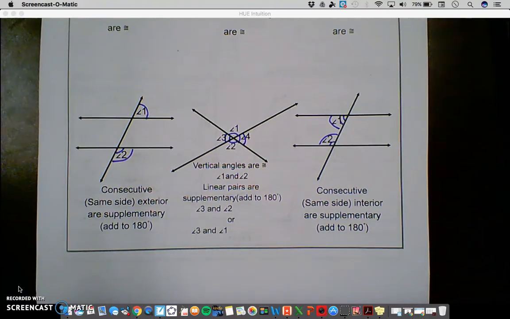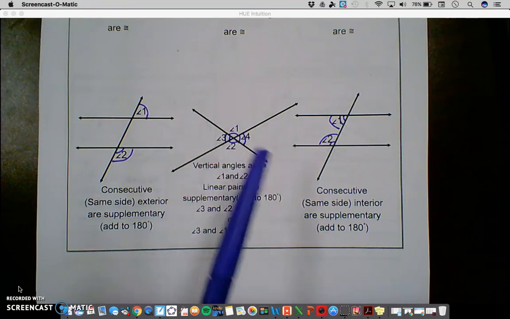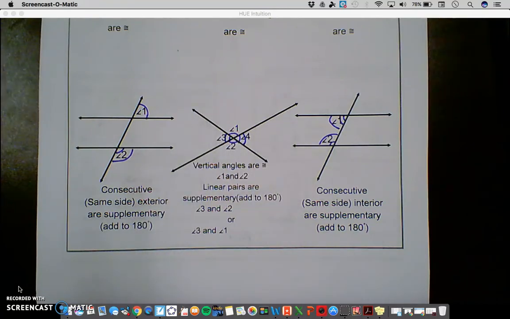Vertical angles and linear pairs will always have the same relationship because I don't have to have parallel lines in order to have vertical angles congruent and linear pairs be supplementary. I just need 2 lines intersecting in order to have that angle relationship.